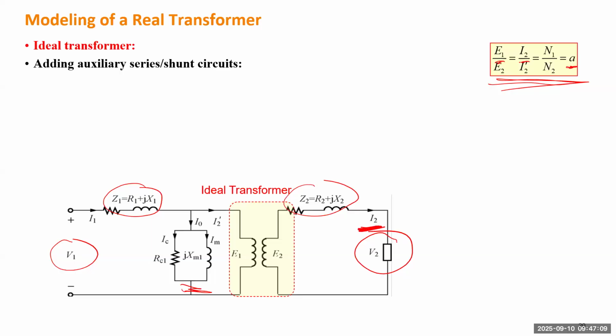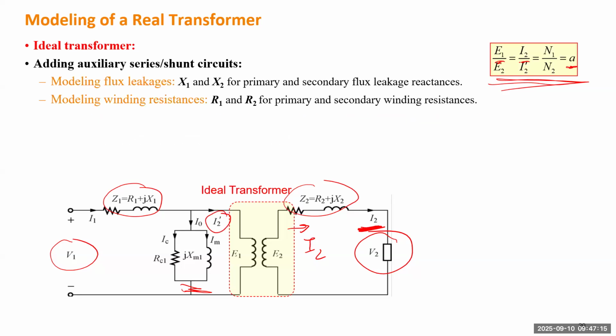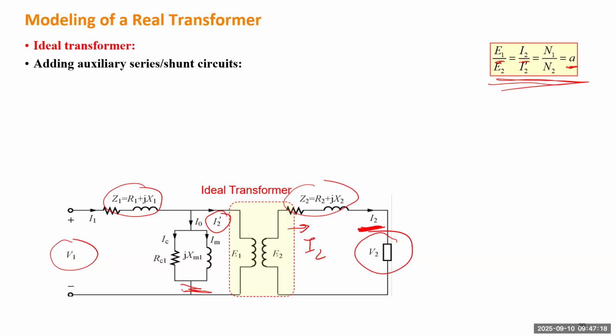On the secondary side, we have a current leaving the ideal transformer, which is I2. And the current going into the ideal transformer is I2 prime. Why do I use I2 prime? Because later we're going to get rid of this ideal transformer. We will move everything to one side.